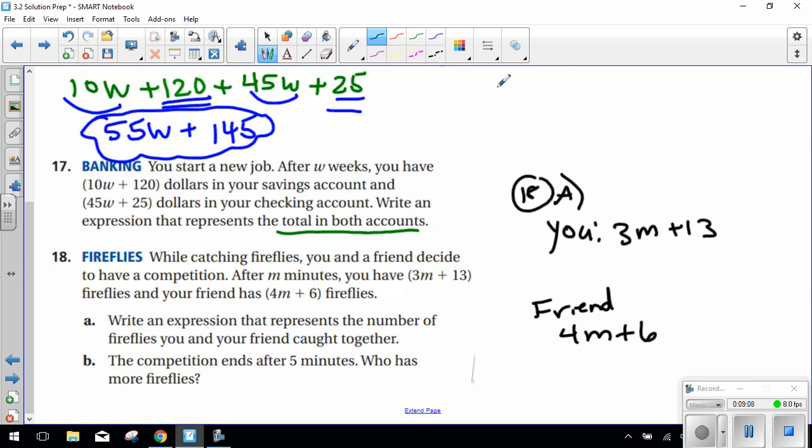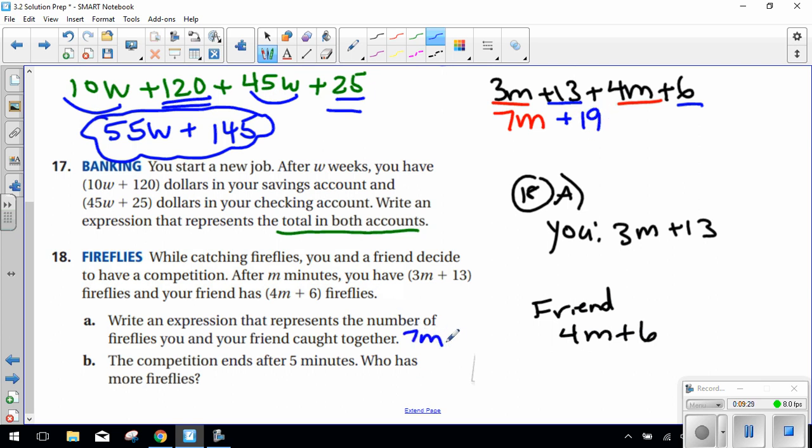So what that means is we're going to take 3M plus 13 and add 4M plus 6. So I can take the 3M and add 4M to get 7M. Then I could add 13 plus 6 because those are constants to give me 19. So my solution for part A is 7M plus 19.